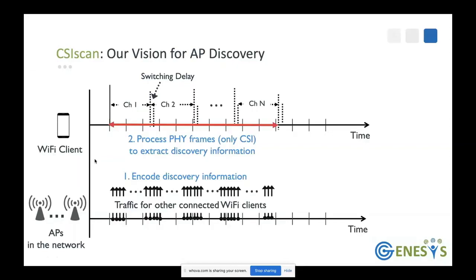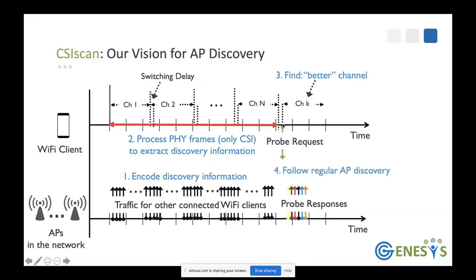So this is not something we emphasize the client to do. The client already is doing that. Now after processing all the channels and extracting discovery information across all the channels, it tries to find one particular better channel, let's say the best channel among all these channels, and only on that channel it simply follows the regular AP discovery process. So this is very simple.